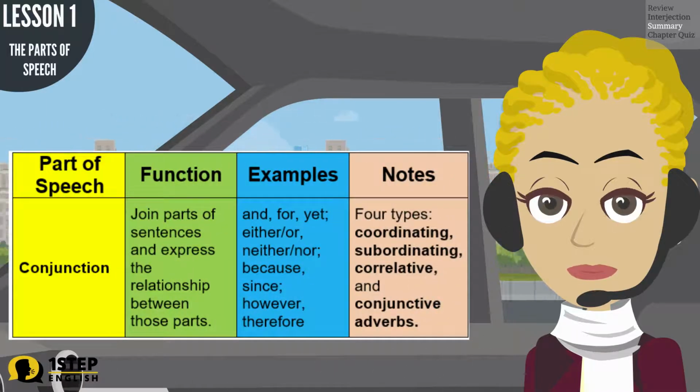Conjunction. The function of conjunction is to join parts of sentences and express the relationship between those parts. For example, and, for, yet, either, or, neither, nor, because, since, however, and therefore. Please note that there are 4 types of conjunction, namely, coordinating conjunction, subordinating conjunction, correlative conjunction, and conjunctive adverbs.